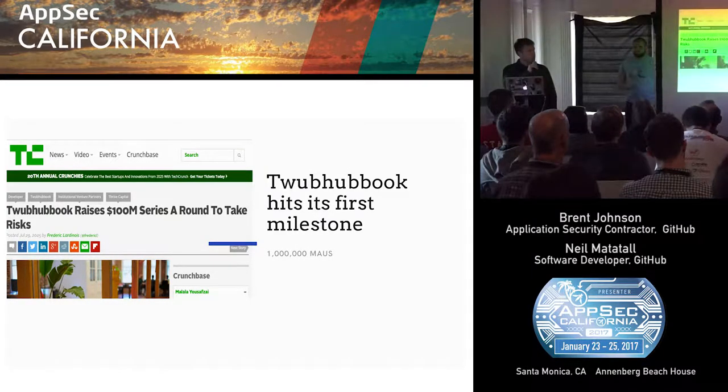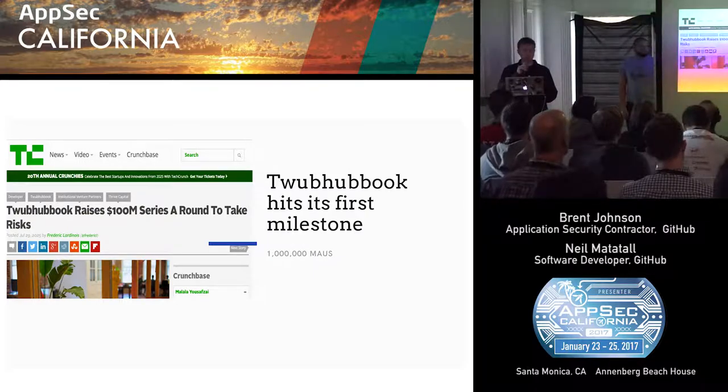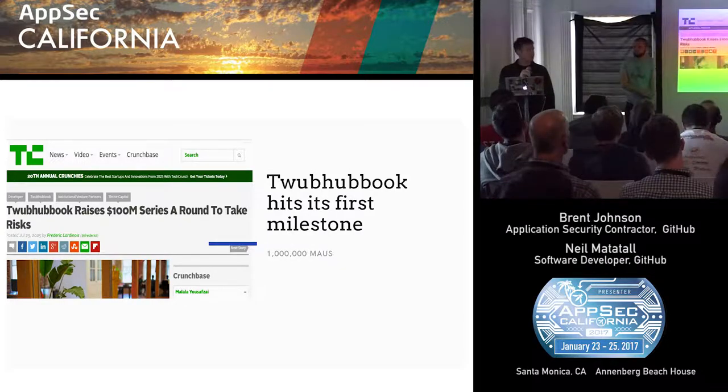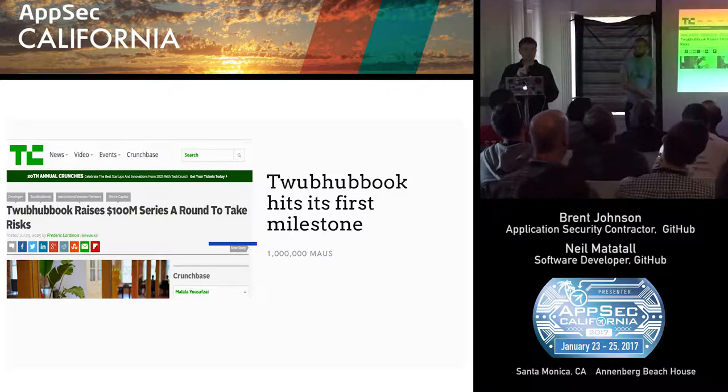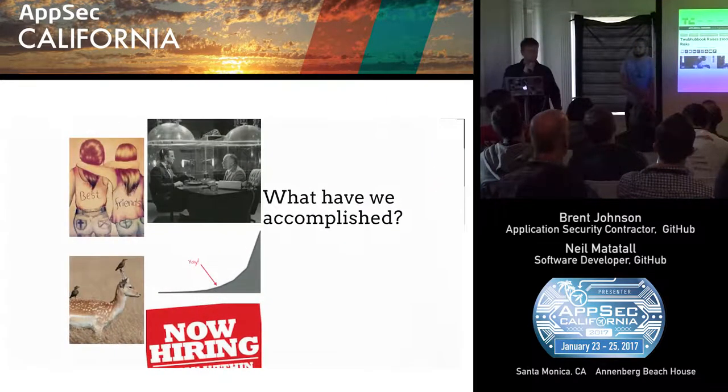So at this point, Twubhubbook hits its first milestone. The company is referred to as a unicorn, and they're growing faster than they can manage. And at this point, it's time to hire an actual security team. Those two contractors I mentioned earlier help manage the transition and possibly stay on as advisors or join the team full time. The team plans splitting into security ops and application security. AppSec becomes its own entity, and now roles are more clearly defined, and when someone has an issue, people outside the security org have a better sense of who they should go to for certain issues.